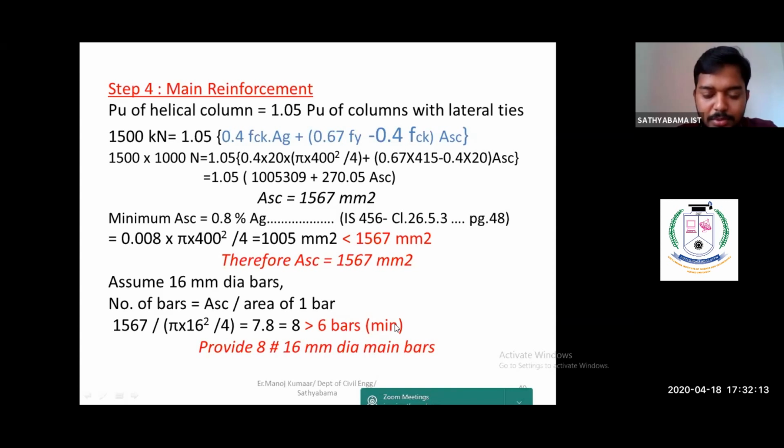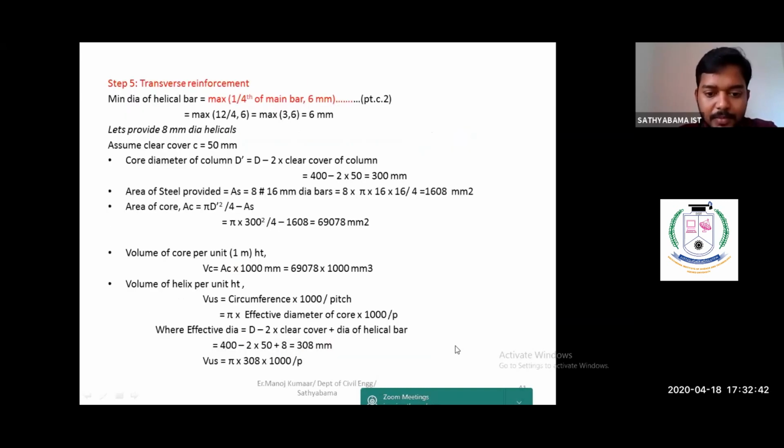And as per codal provision, the minimum number of bars in a circular column is 6. So the condition is satisfied. So provide 8 number of 16 mm dia main bars. 8 means we are maintaining the angular spacing of 45 degrees between each bar. In case of circular column, we talk about angular spacing. Angular spacing is 45 degrees.